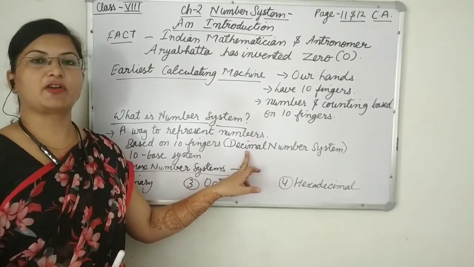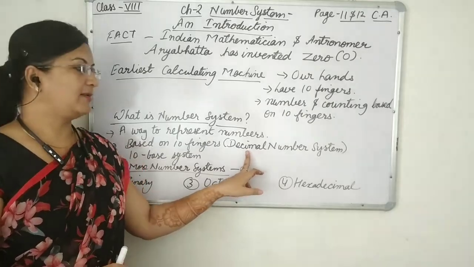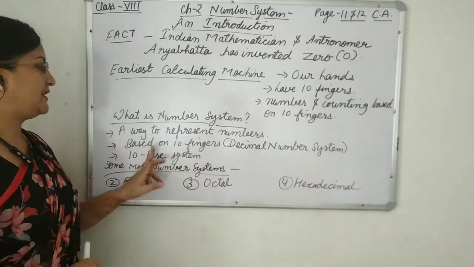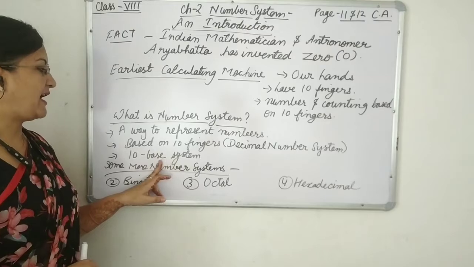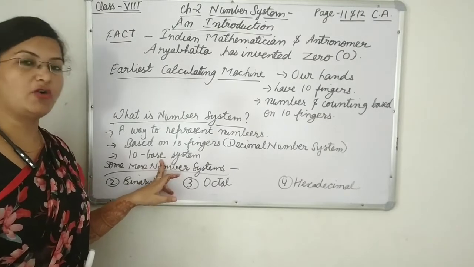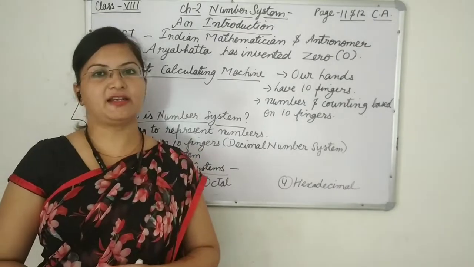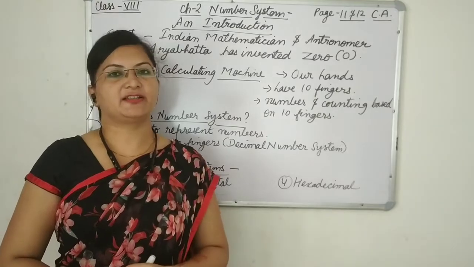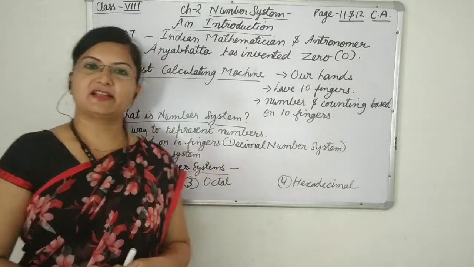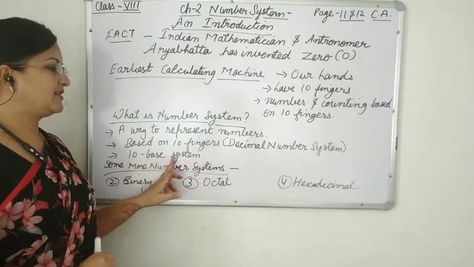That we are using in our daily life. Numbers from 0 to 9 come in the decimal number system, and that is why it has base 10. How base 10? 1 to 9 are 9 numbers and 0 is the 10th number, and that is why it has a base 10 system.